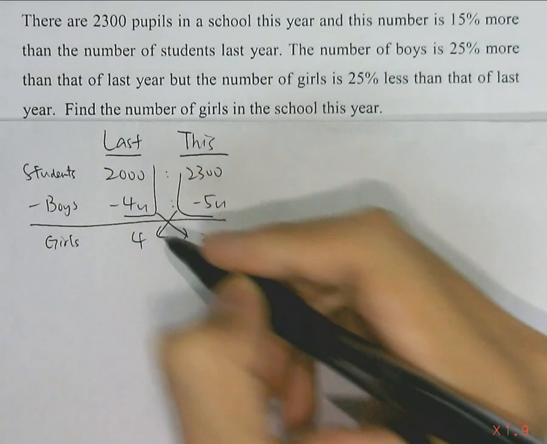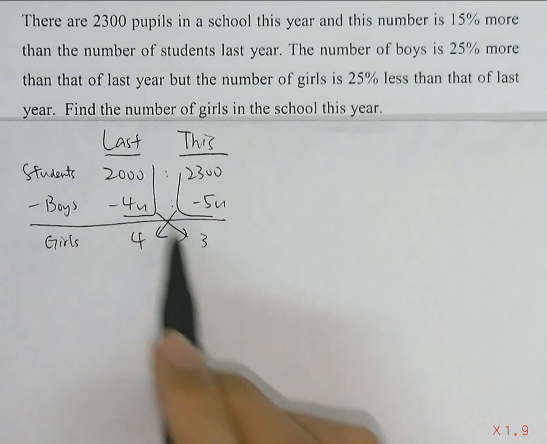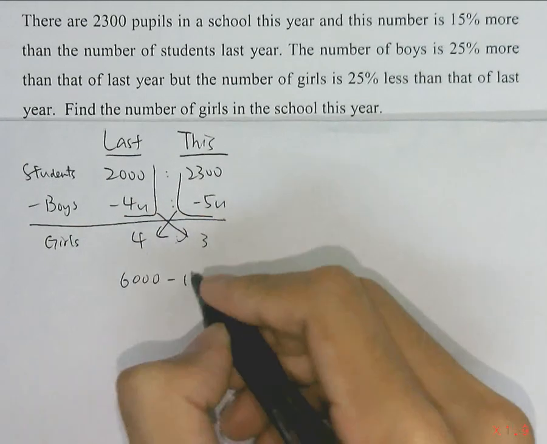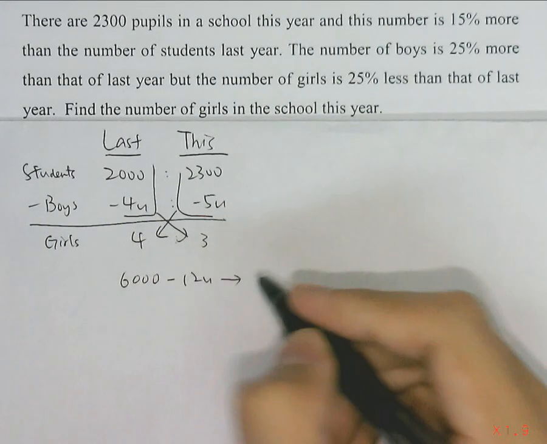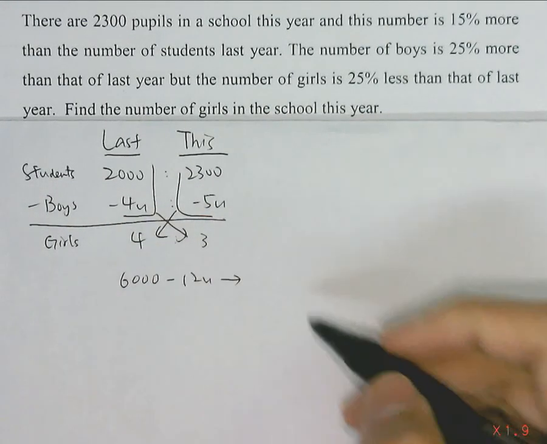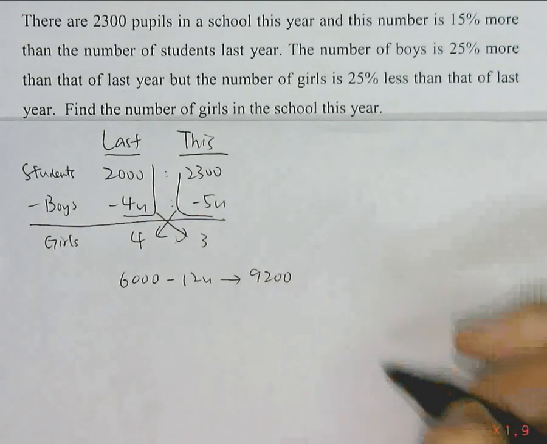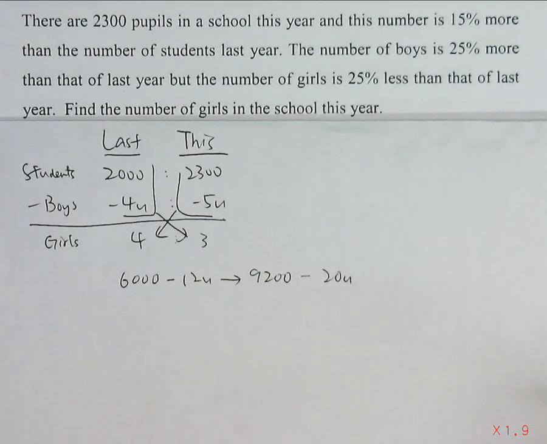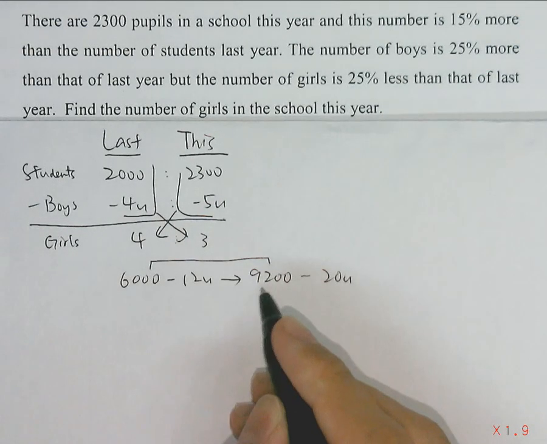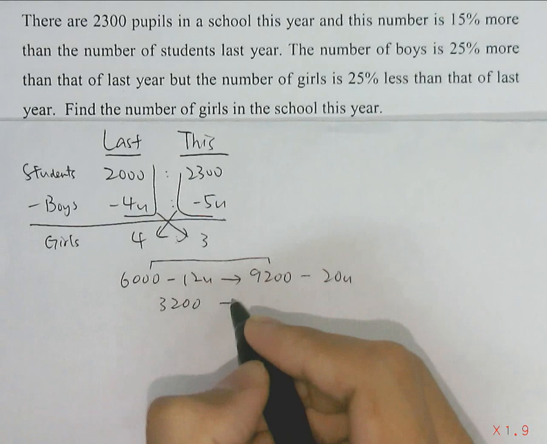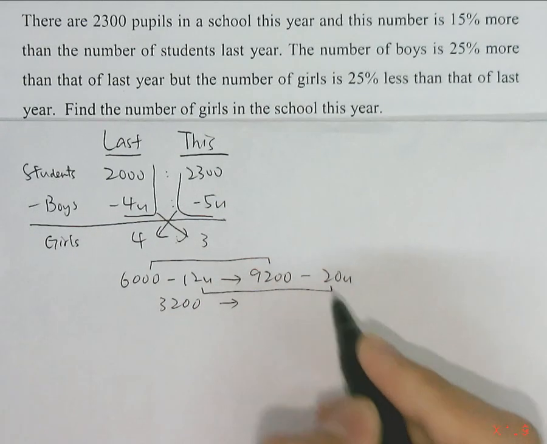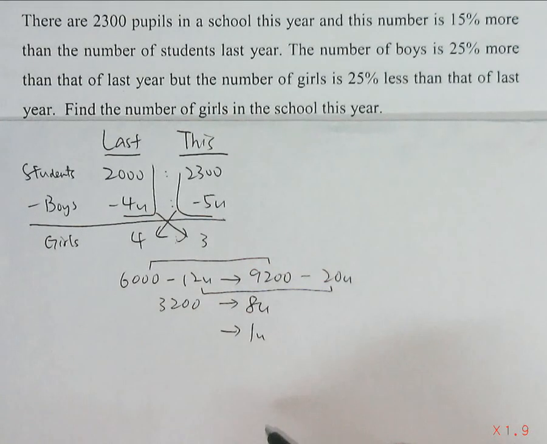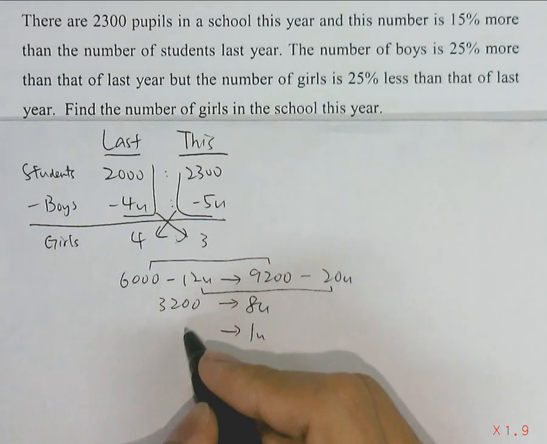Okay, so 2,000 times 3 will be 6,000. Subtracting off 4 units times 4, there will be 12 units. Okay, so this will be equal to 2,300 times 4, which will be 9,200. Subtracting off 5 units times 4, giving us 20 units. Okay, so the difference between 6,000 and 9,200 will be 3,200, and the difference between negative 12 units and negative 20 units is 8 units. So from here we can find 1 unit by dividing 3,200 by 8, and we will have 400.